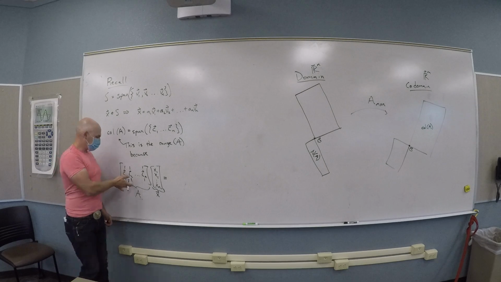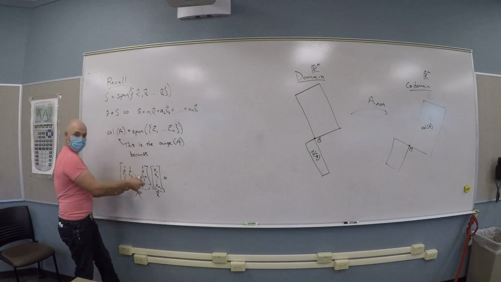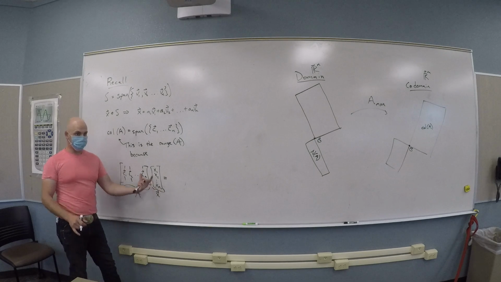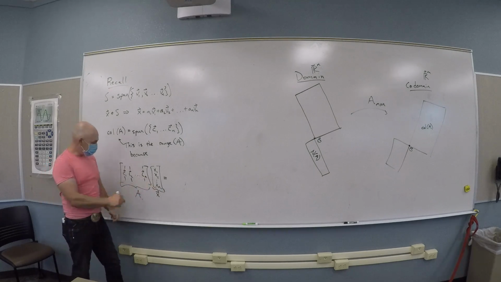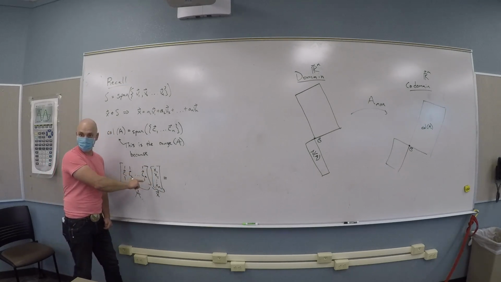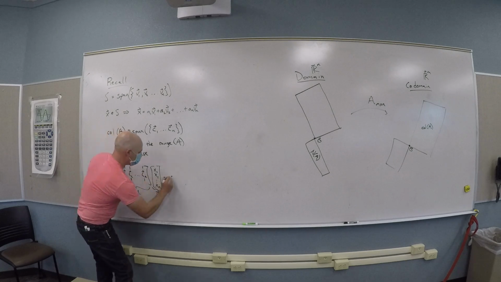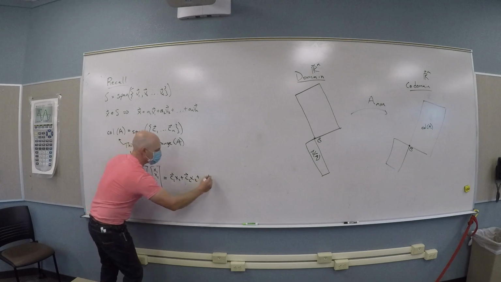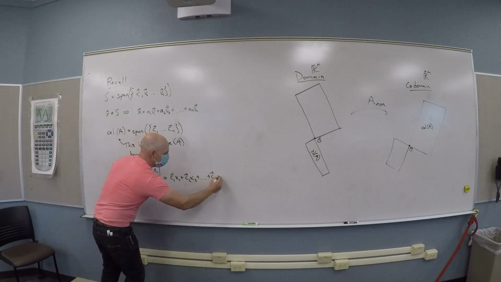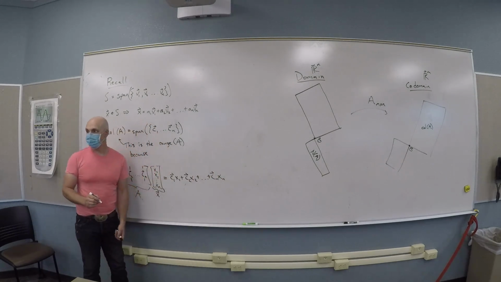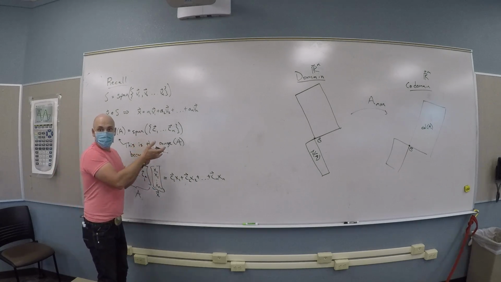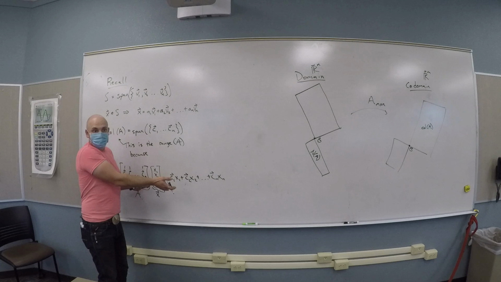The column picture tells me that the result of multiplying this matrix by this vector is going to give me a sum of these numbers times the columns. So I'm going to get C1x1 plus C2x2 until I get to CNxn. You see that? And what is that thing? It's a linear combination of the columns.